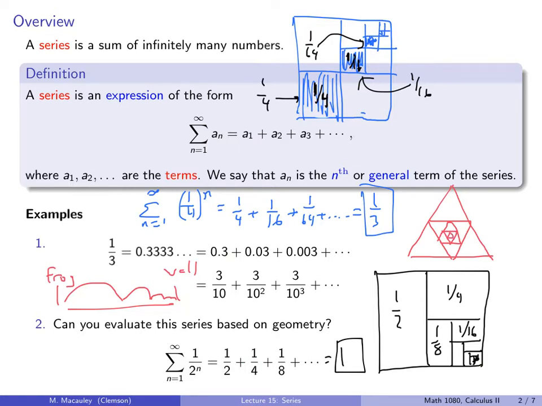So let me shade in. I'll use blue for the... No, I'm not sure what color to use. Yeah, I'll use blue. Oh, that's not blue. Oh well.